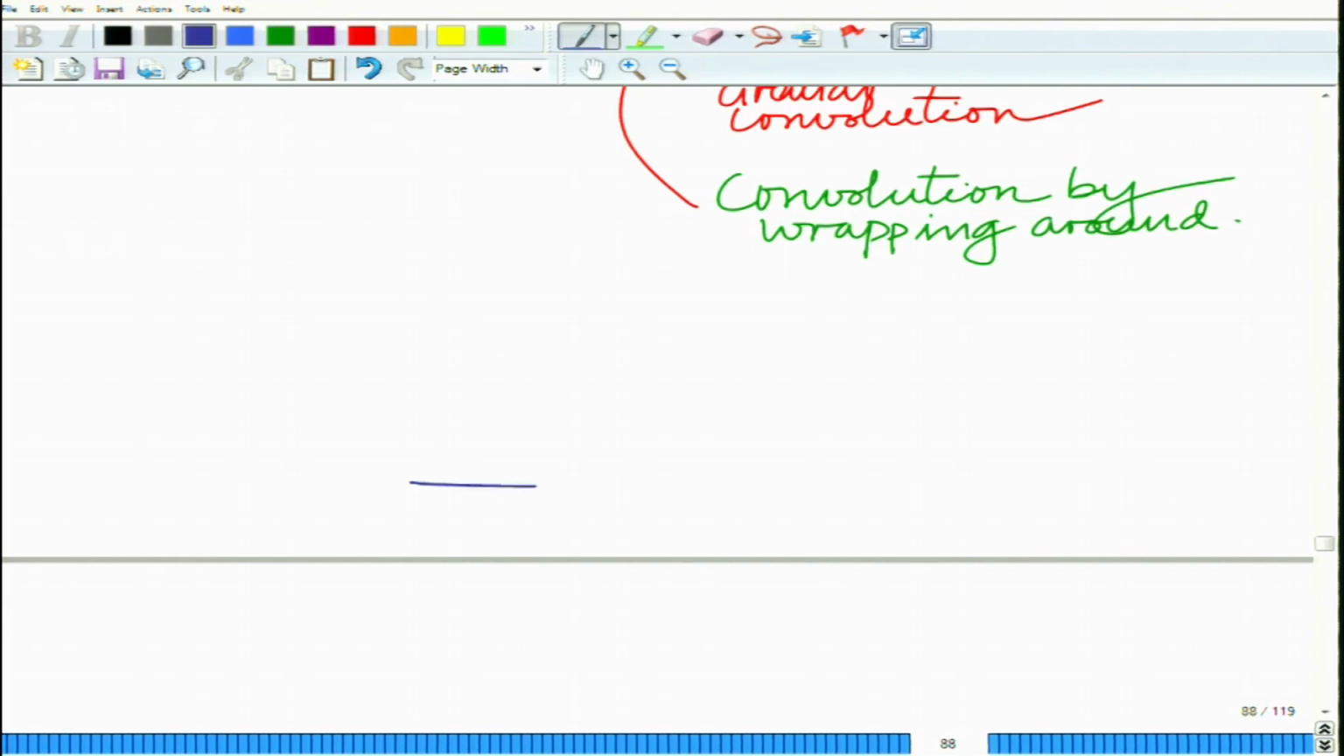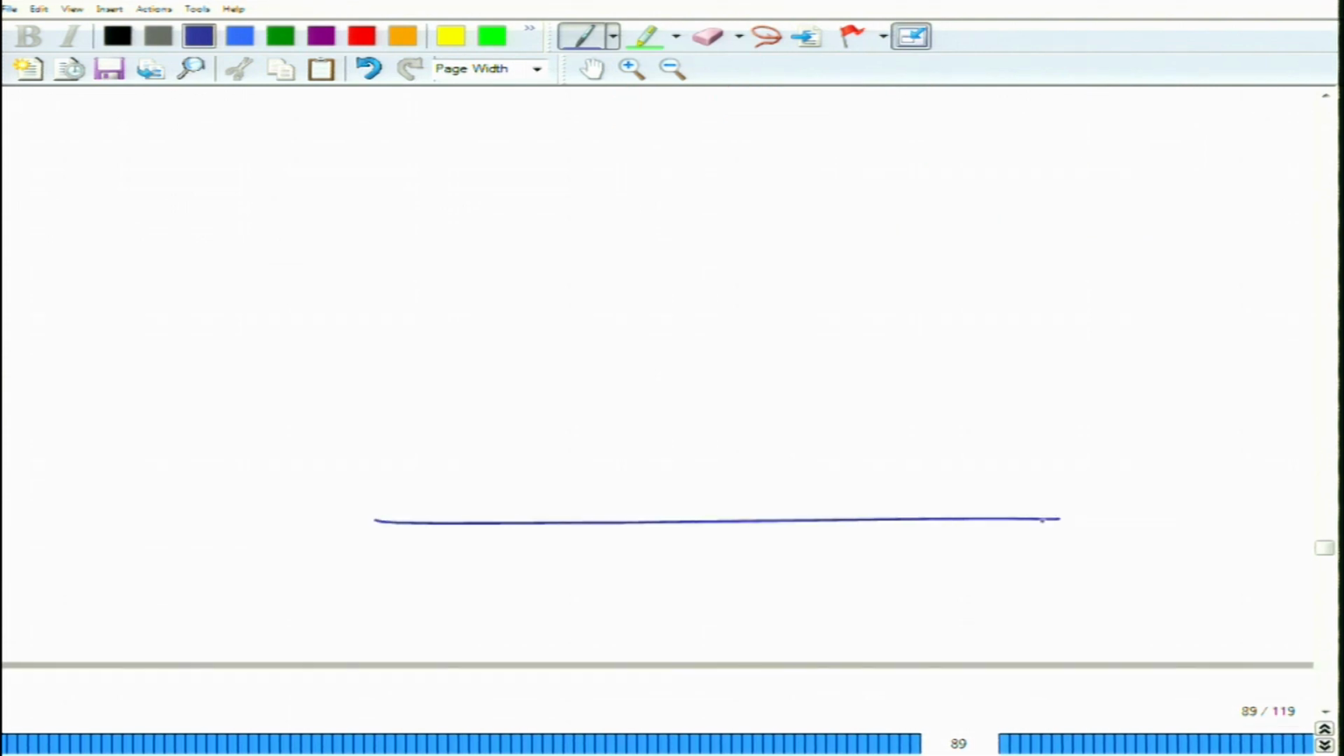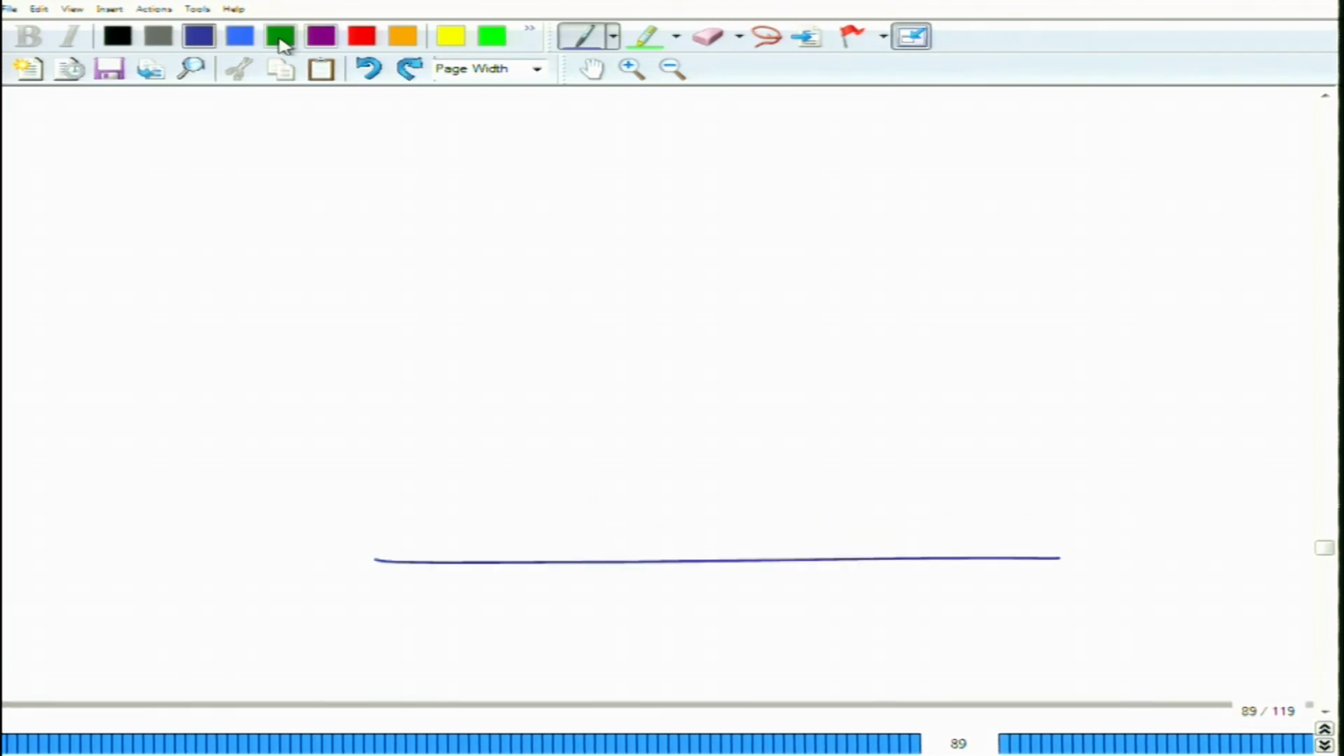What we are given is this sequence x[n]. Let me draw it on a different page, probably that will help. So, we are given a sequence, x[n] is sin(n pi by 2). So, x[0] is 0, x[1] is sin(pi by 2), which is 1. x[2] is sin(pi by 2 into 2), which is sin pi, which is again 0. And x[3] is sin(3 pi by 2), which is minus 1. So, this is x[n].